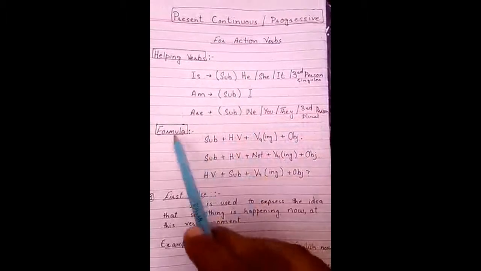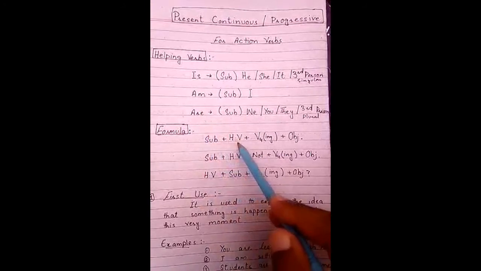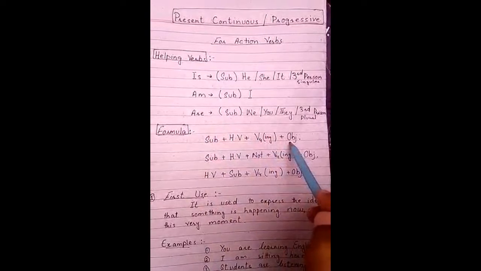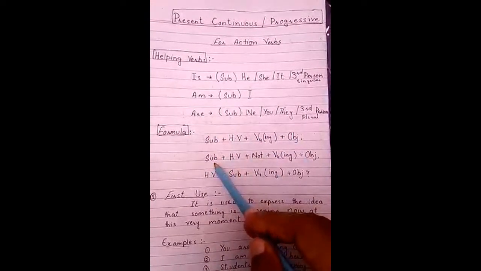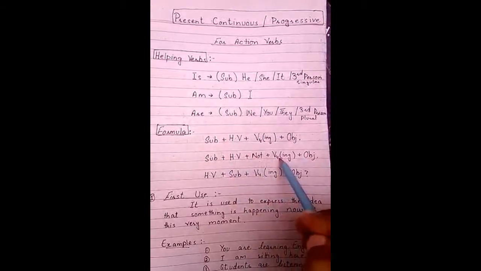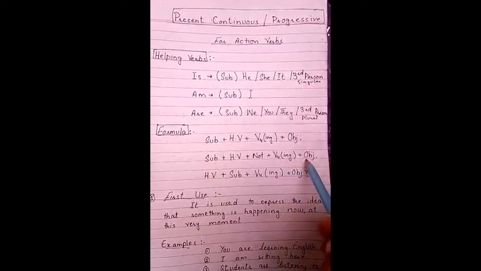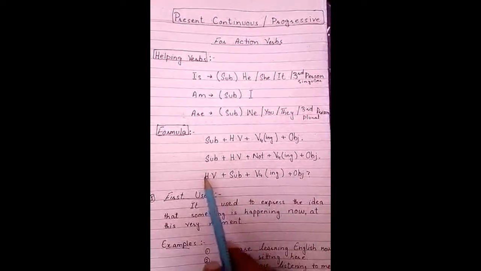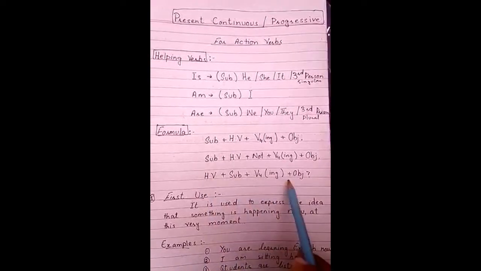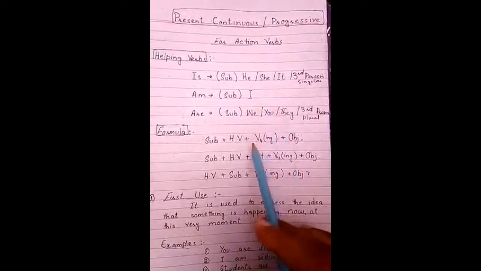The formula of present continuous tense is: we use first the subject, then the helping verb is, am, are, then the verb form ing and the object. In negative we use the subject, then the helping verb is, am, are, not, then the ing form, the fourth form, which is also called the present participle form, and then the object. And for an interrogative sentence we use the helping verb first, then the subject, verb form and object, then a question mark. This is the formula of present progressive tense.